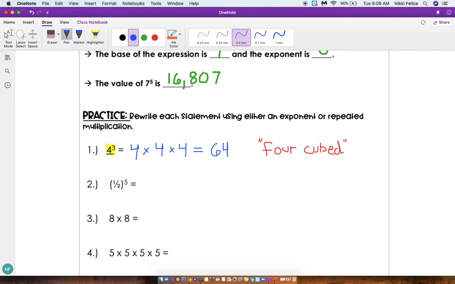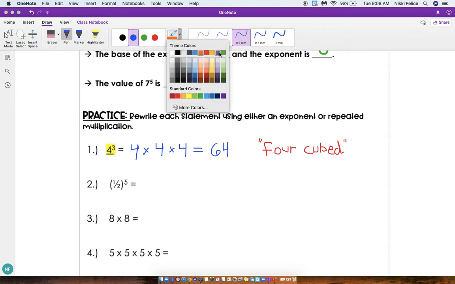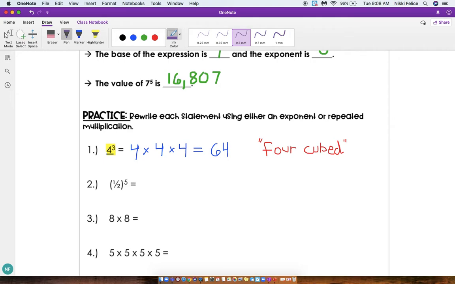All right, next example, we have 1/2 to the 5th power. So my base is 1/2, which means we are going to multiply 1/2 5 times in a row. 1/2 times 1/2 times 1/2 times another 1/2 and times another 1/2.